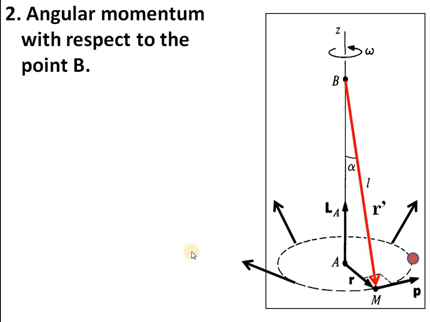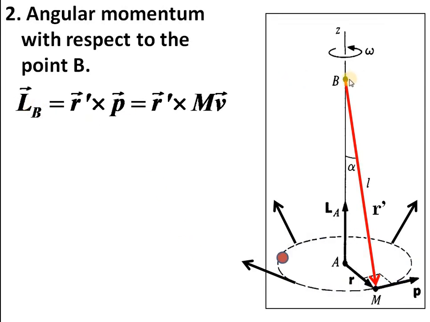Now what is left? We want to find the value of LB. So that is taken with respect to the point B. So let us imagine a position vector connecting the point B and the bob. Let us take it as vector r prime. And obviously you have the momentum P given here. So the angular momentum of the bob with respect to the point B will be vector r prime cross vector P, because of the obvious reason.